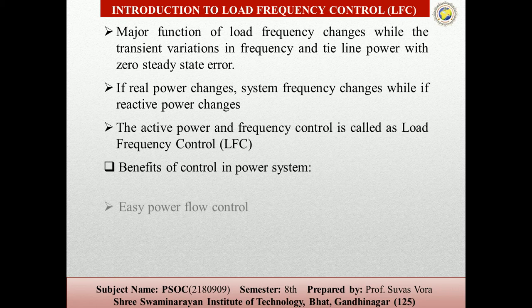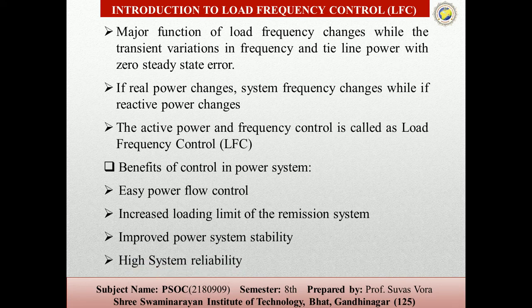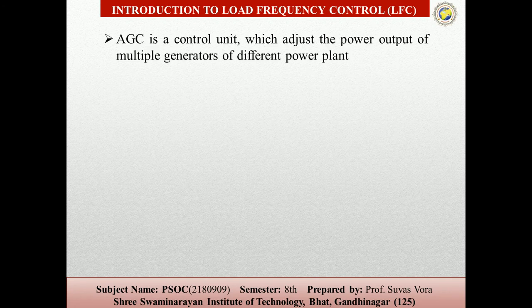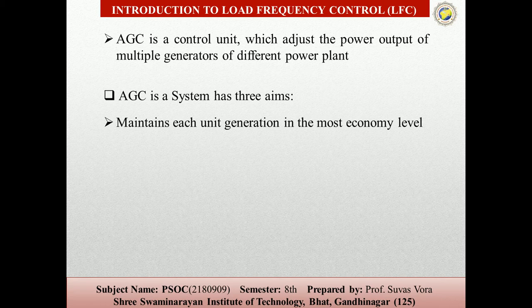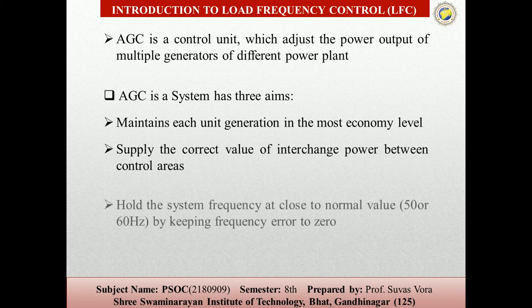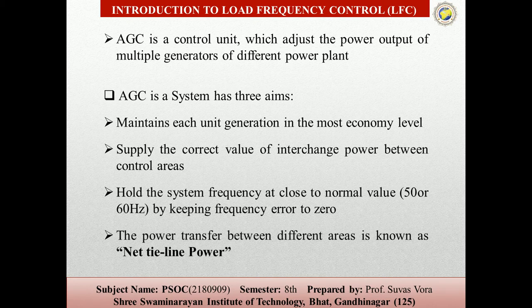The benefits of this control are easy power flow control, increased loading limits, improved power system stability, and high system reliability. This is a control unit which adjusts the power output of multiple generators of different power plants. There are three main aims of the AGC. The first one is to maintain each unit's generation at the most economical level, then supply the correct values, and hold the appropriate frequency without any error.